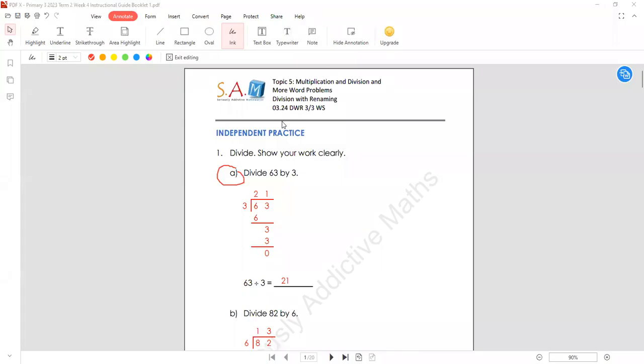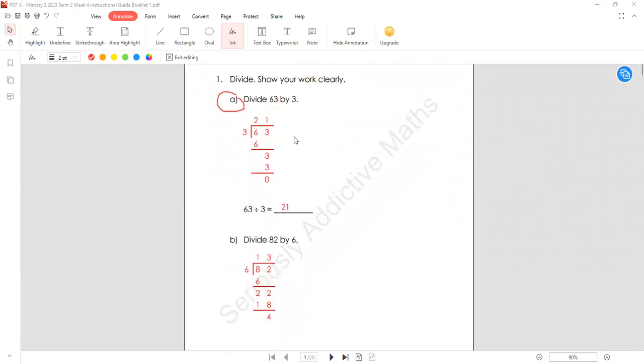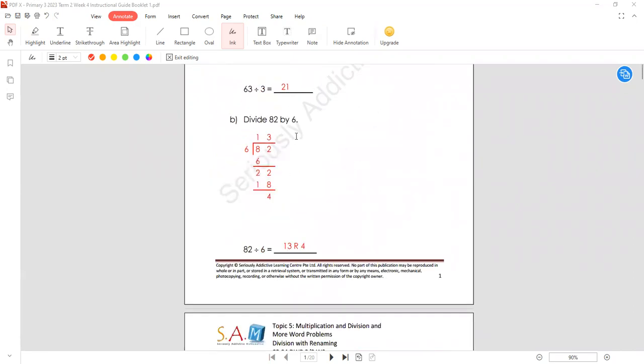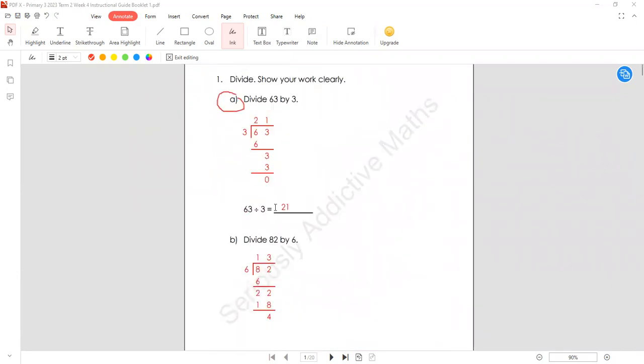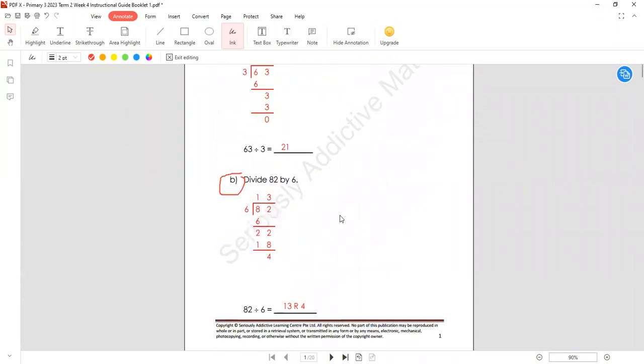Hey teachers, instructional guide for primary 3, term 2, week 4. This week, 2 booklets. I'm going to start off this booklet by getting students to do a recap of what they have learned in the last lesson. So no need to teach, just simply get them to do these 2 questions in class, to make sure that they know how to do them.